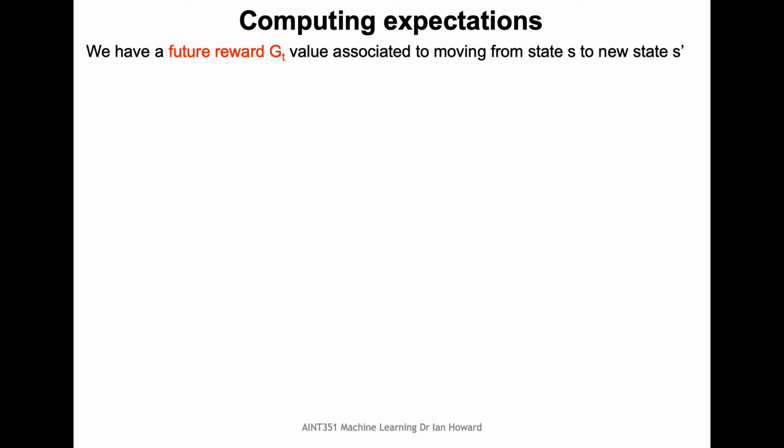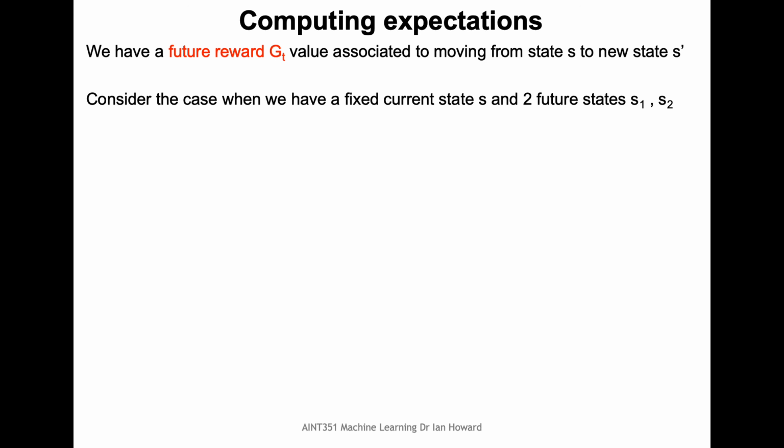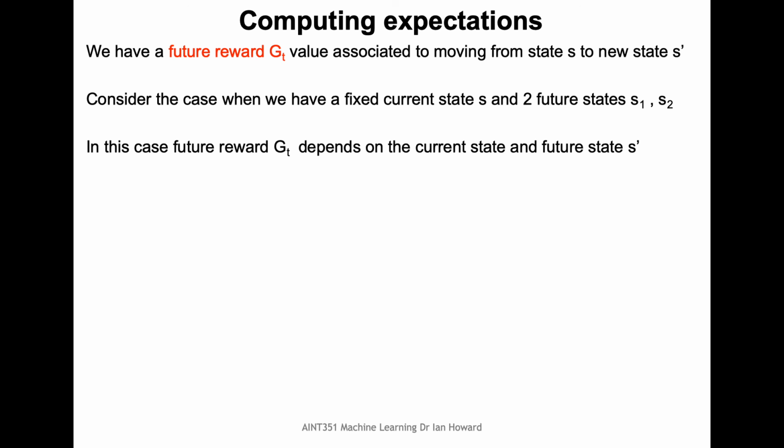Now, in reinforcement learning, we're going to be in a state, take an action, and move to another state, and this move from one state to another is associated with a reward value, which could be positive or negative. So we want to define the future reward of moving from one state to another, and we're going to define it in this particular case just for these 2 future states. We write this down as G_t(S to S prime). So when we're in state S and we go to state S prime, that's associated with a reward.